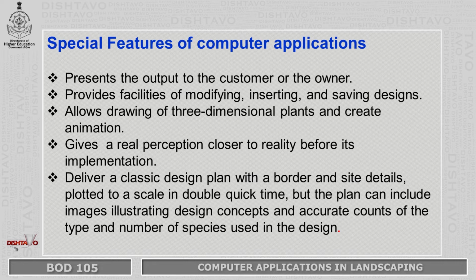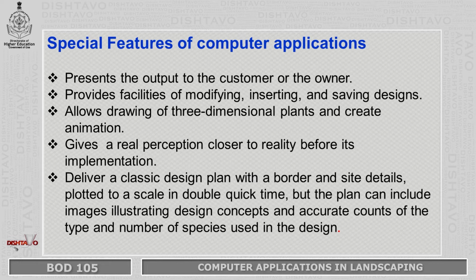Allows drawing of three-dimensional plants and creating animations. So the models of the plants like the herbs, shrubs, trees, whatever are to be used in the landscaping of that area can be made by using three-dimensional drawings and an animation can be created of that landscape. Gives a real perception closer to reality before its implementation. That is, on the computer screen, we can really see how the landscape would look at the end of designing.